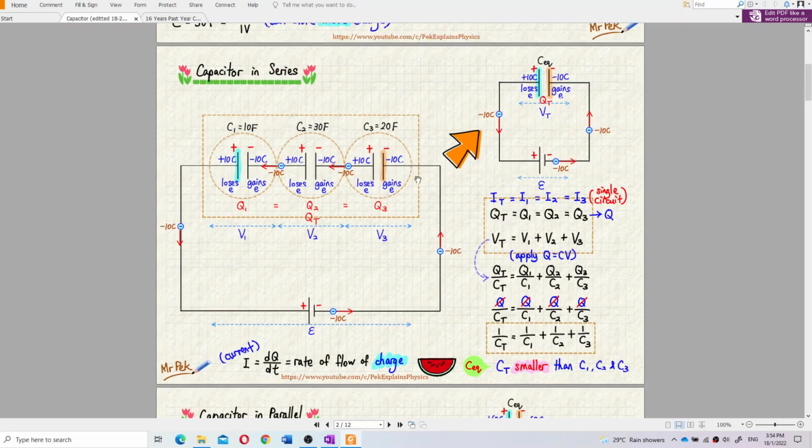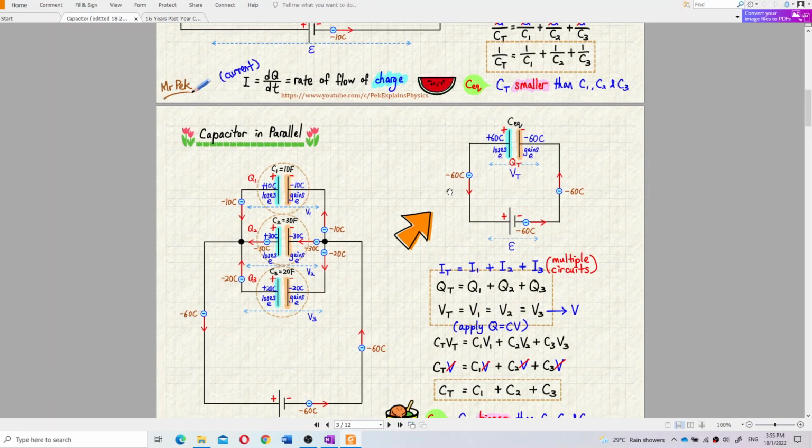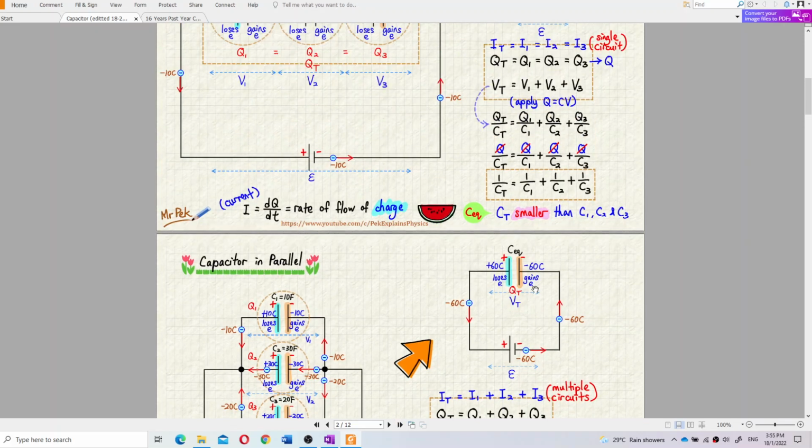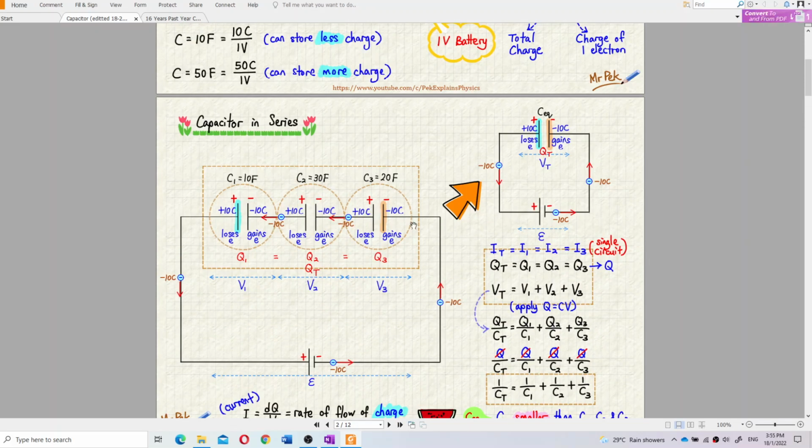But in a series circuit, there is only a single circuit, so the charge can only travel in a single circuit, so the charge is the same for all capacitors. Whereas in parallel, the charge is different for different capacitors. For a parallel circuit, the total charge is the added up Q1 plus Q2 plus Q3. In a series circuit, the charge is the same for all, but the voltage is added up: V1 plus V2 plus V3. So the total voltage is the sum of all the voltages.